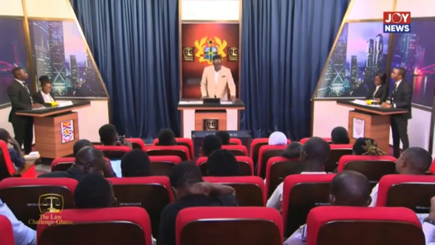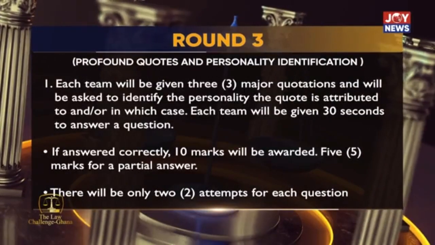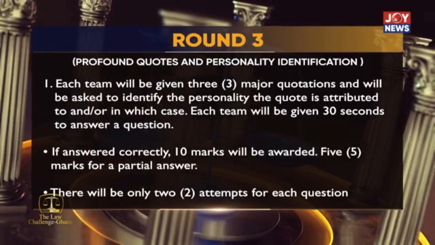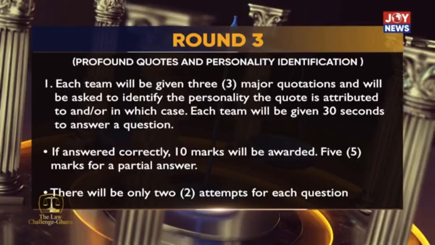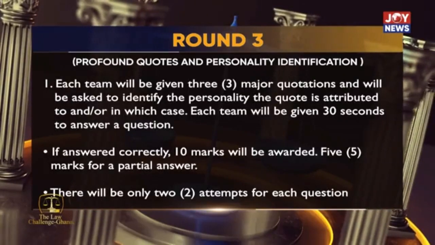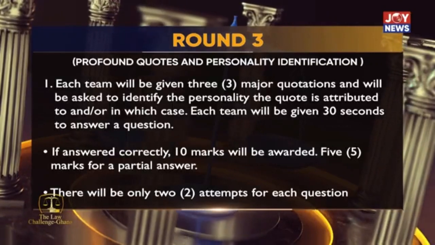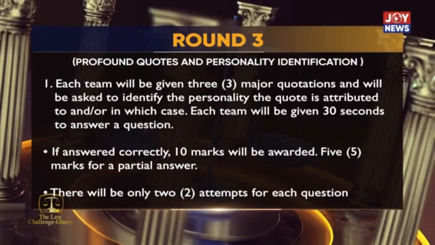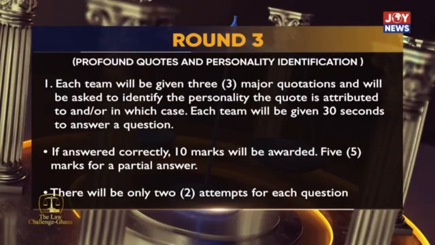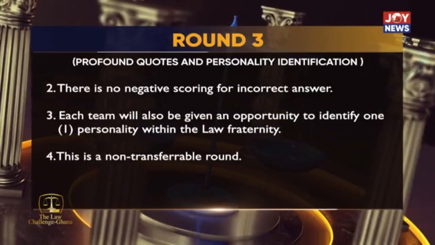Now you're welcome to round 3, which is the profound quotes and personality identification. Here, there are 3 major questions, and you will be required to identify the personality the quote is attributed to, or also the case in which the quotation is found, and you do so within 30 seconds. If you answer correctly, 10 marks will be awarded, but there'll be 5 marks consolation for a partial answer. There'll be only 2 attempts to each question, and there's no negative scoring for incorrect answers.